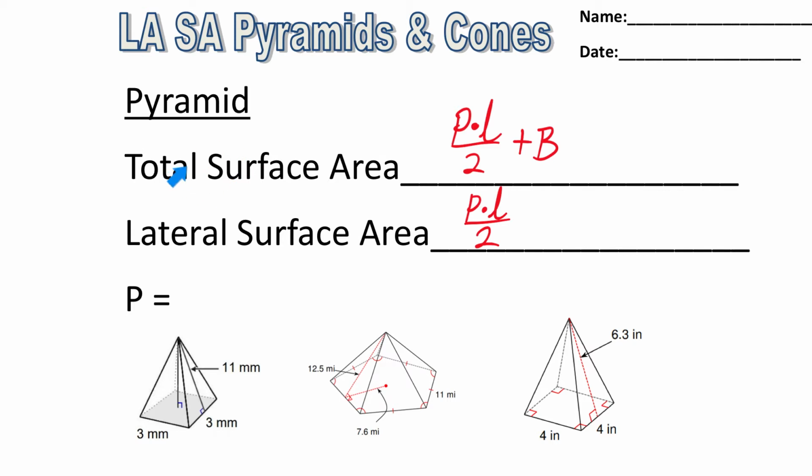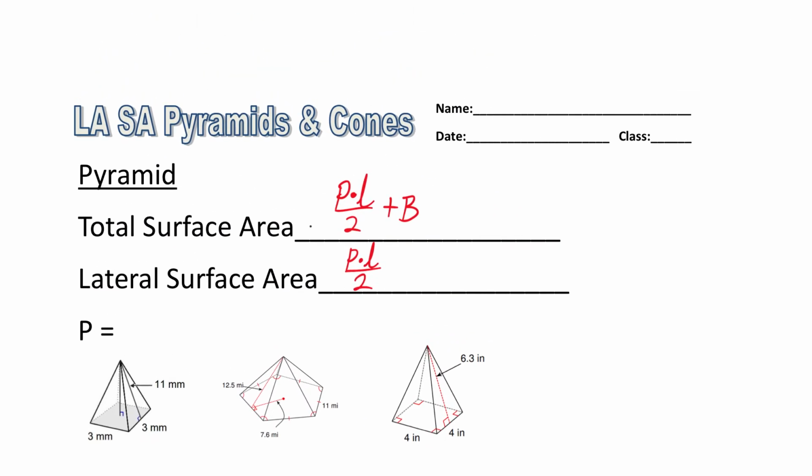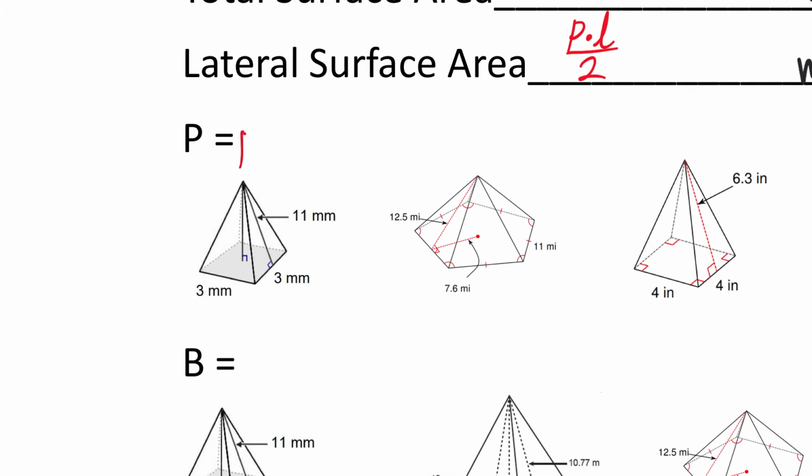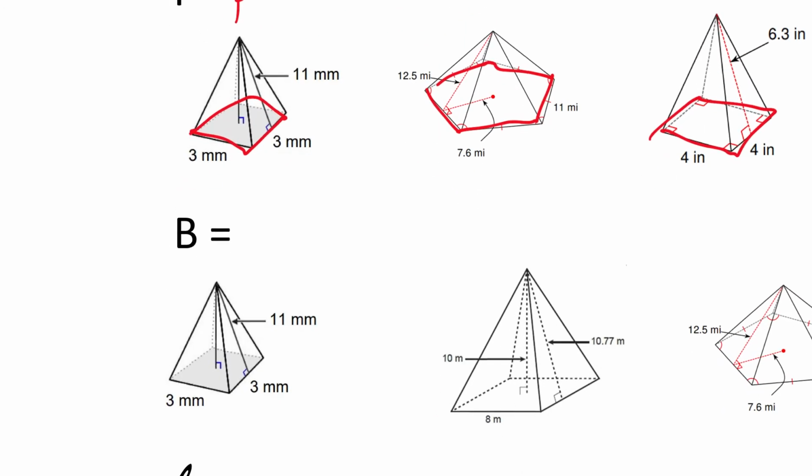Okay, what's the difference between total surface area and lateral surface area? The base. Okay, lateral is without the bases. Okay, this is everything. Okay, the capital P stands for what? Perimeter of the base. Okay, perimeter of the base. So you'd be looking for the perimeter of that, and of this, and of this.